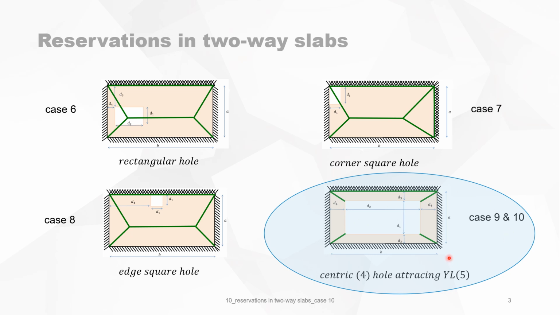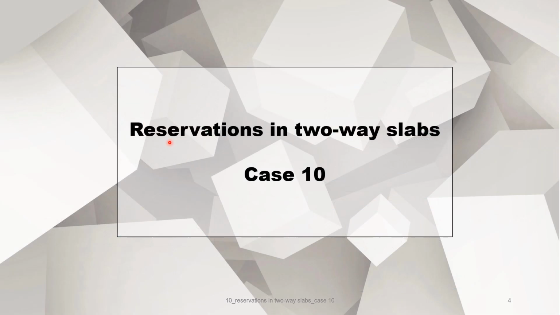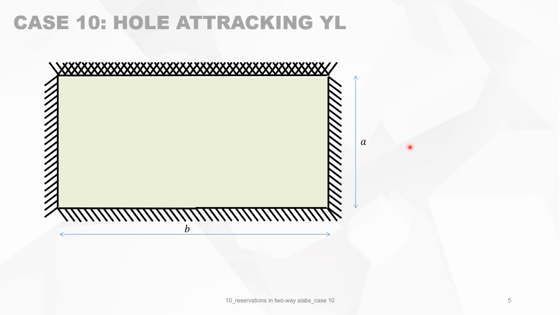So we are now with case 10. It's about a two-way concrete slab with a hole tracking yield lines, not necessarily centric. So we look at the slab, and there is a reservation in the slab with a size D1 and D2, and the position of the slab is given by D3, D4, D5, and D6. So it's a hole which can occur over the whole slab.